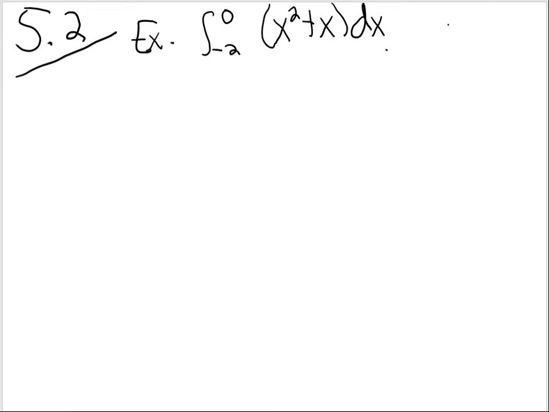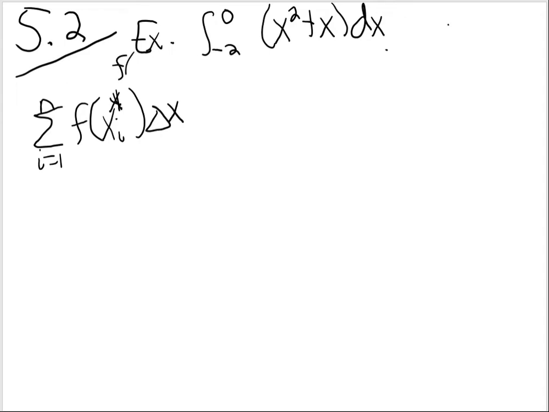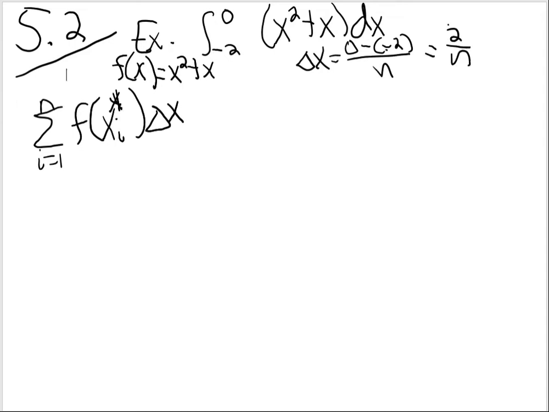Well, you want to start out with, so we're going to be evaluating the sum i equals 1 to n of f of xi star delta x, where f of x is our function x squared plus x. What is delta x? Well, it's going to be 0 minus negative 2 over n, or 2 over n.